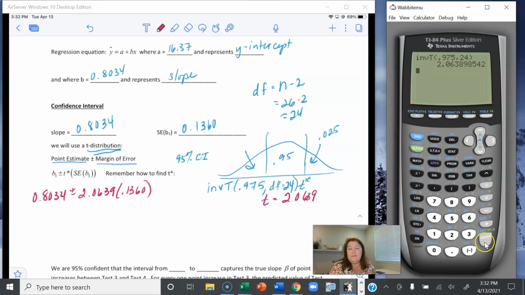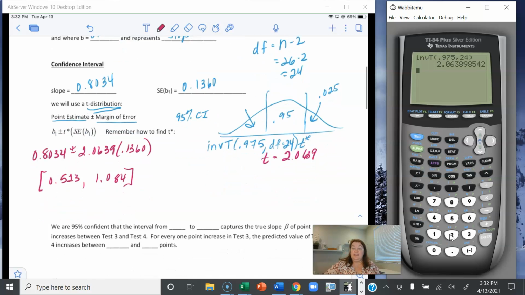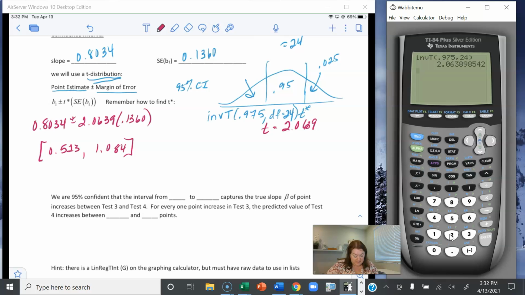Then I just have to do the add and subtract. If I do the add and subtract, I would get 0.523 and 1.084. That's just manually cranking it out and calculating those two. On to our confidence interval final statement. We are 95% confident that the interval from 0.523 to 1.084 captures the true slope. And the true slope is going to be that Greek symbol beta. So this is our parameter.